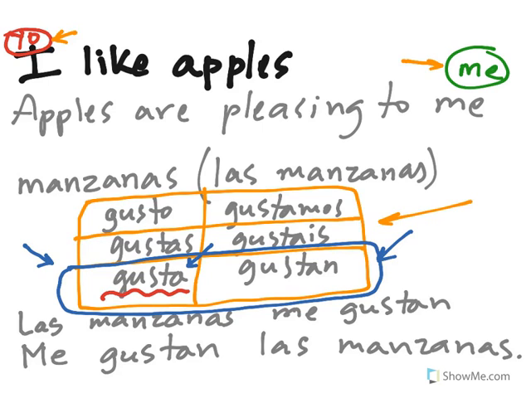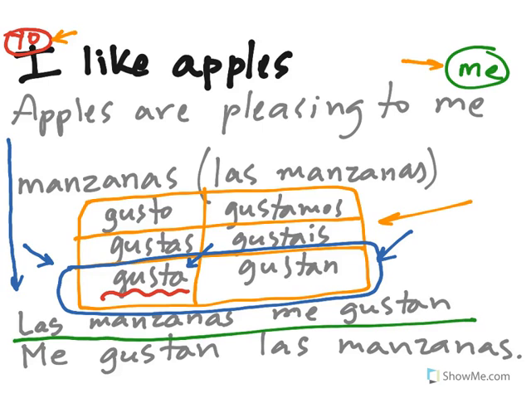Okay, las manzanas me gustan will be the rewriting. The same thing, translated sentence. The apples are pleasing to me. Now you wrote it in incorrect but awkward Spanish form. Las manzanas me gustan. It acquires the article because the general concept of the apples will take the definite article in Spanish. So it will be las manzanas me gustan, the apples please me.